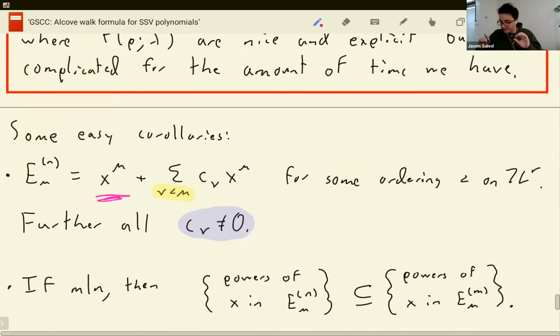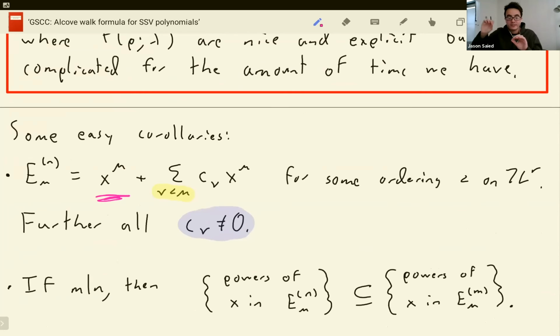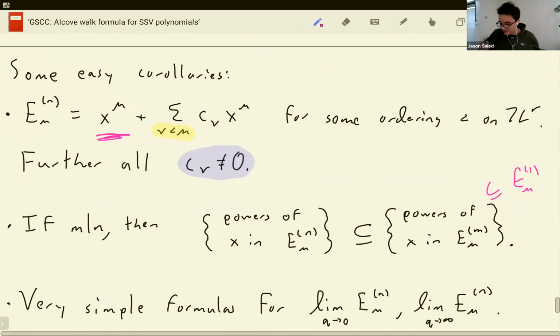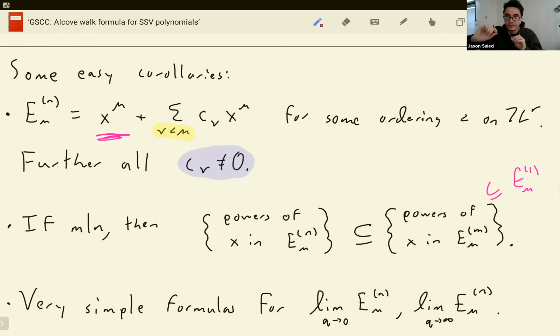You can also relate E mu as n varies. So if you have m dividing n, then as n gets larger, you have fewer powers. So in particular, E mu upper 1, the Mcdonald polynomial, has the most powers, and everything else has less. And also with the explicit knowledge of the coefficients, we get very simple formulas for the limits when the parameter q goes to 0 or infinity.